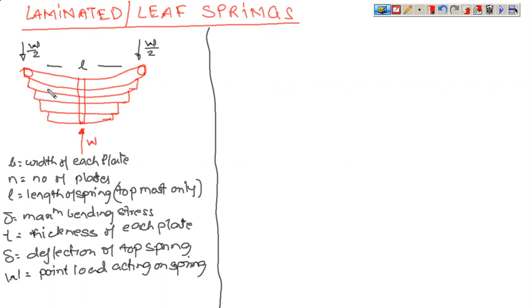Now you can see that every subsequent plate has a shorter length. The B value of width and the thickness of each plate is constant for every plate, but the length is gradually coming down. The length is gradually coming down because if it is compressed and the length is the same, then the radius of curvature is different for all the plates. Gradually, as you go down, the radius of curvature increases.